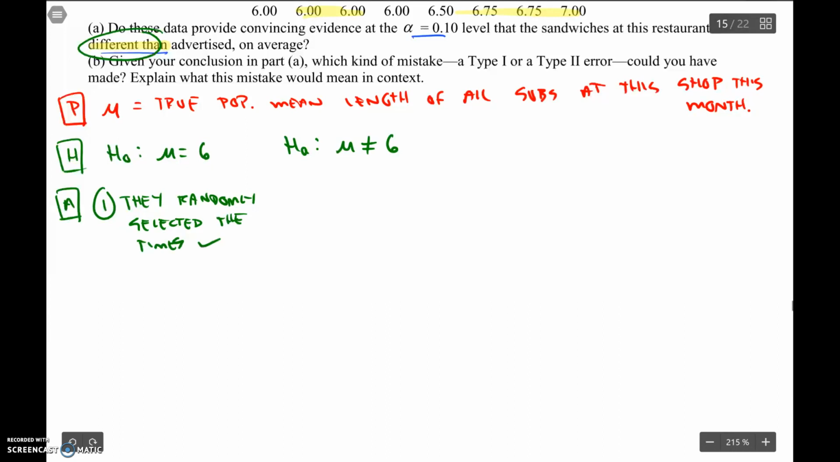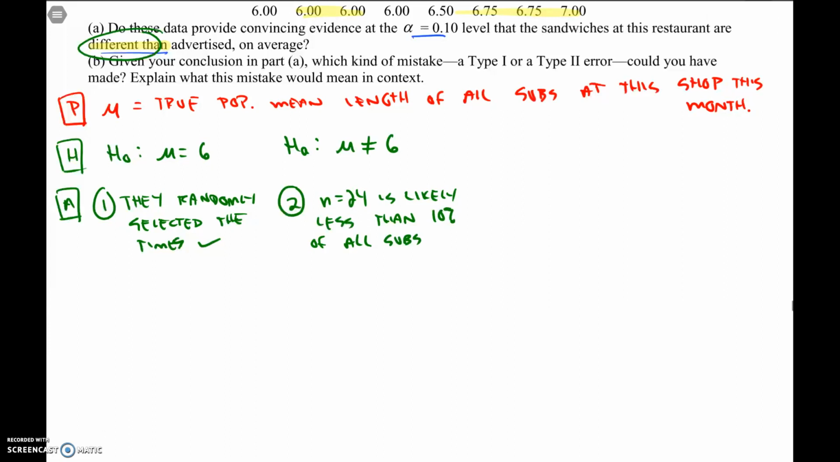So we're good. 2, 10% condition. N equals 24 is likely less than 10% of all subs for the month. Or technically, I guess you'd say it's actually less than 10% of all possible times they could go order the subs.